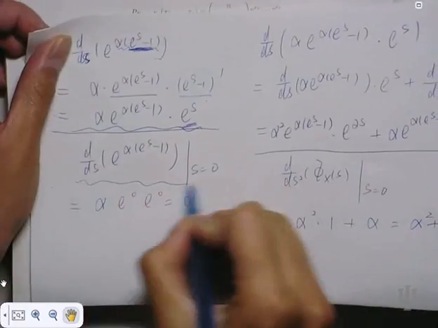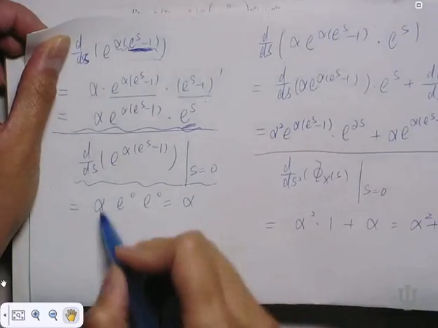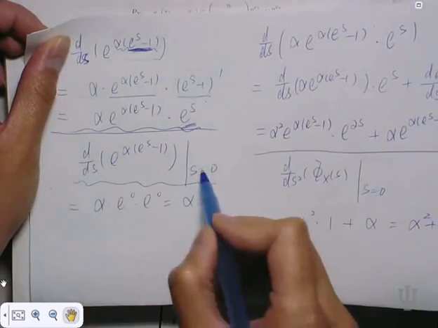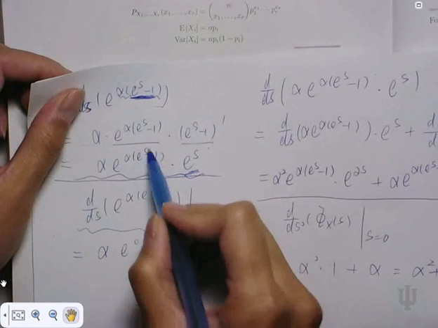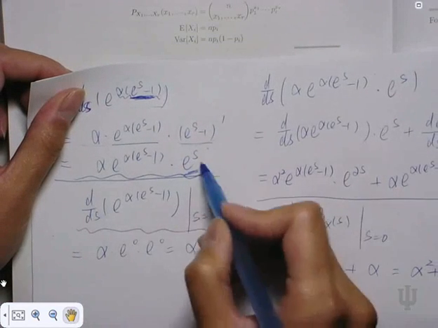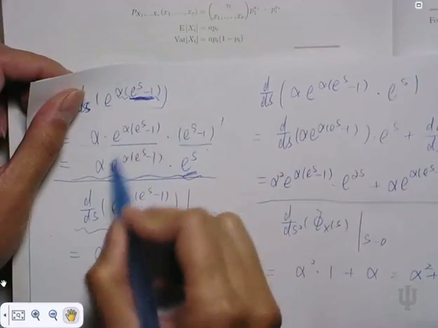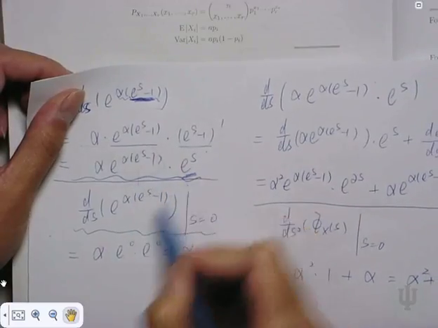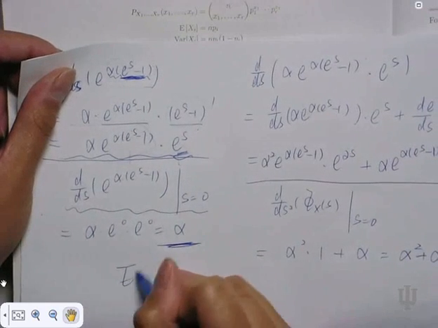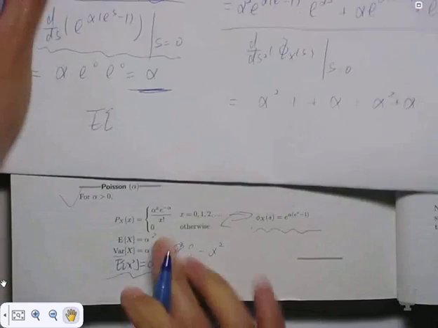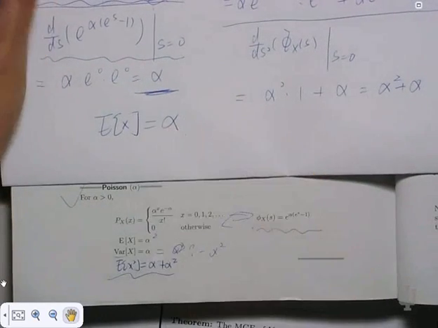And what I need, this is the first differentiation. So let s take 0. The e to s will all give me 1, and 1 minus 1 here is 0. So this item gives me 1. This 1 will give me alpha there, right? So the first moment of your random variable x is alpha.